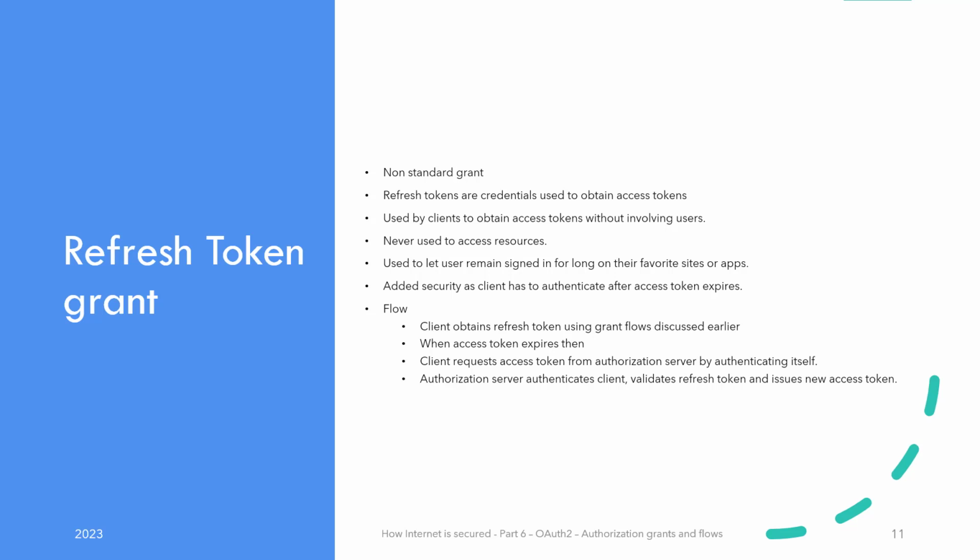Refresh tokens are never used to access resources. Their intended audience is the authorization server only. The flow goes as below. The client obtains access and refresh tokens using the grant flow described earlier. When the access token becomes expired or invalid, the client requests new access tokens by authenticating with the authorization server and presenting the refresh token. Authentication requirements are based on client type and authorization server policies. Upon successful authentication of the client and verification of the refresh token, the authorization server issues a new access token and optionally a new refresh token.